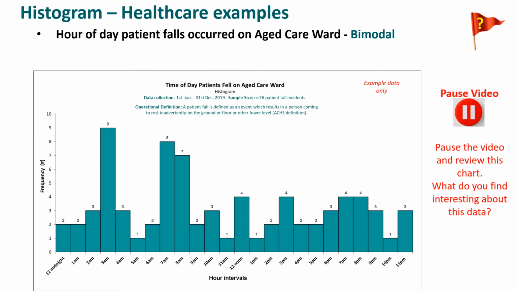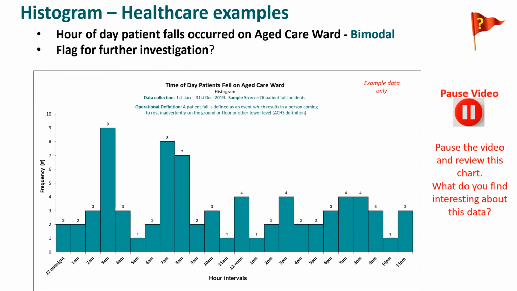I'm now going to show you some examples of histograms that are typically used in healthcare. The example below looks at the time of day patients fell on an aged care ward. The data was collected from January to December one year, and the sample size is 76 patient fall incidents, which is great because we want over 30 observations for our histogram to really work. It also clearly states here the operational definition of what a patient fall is.